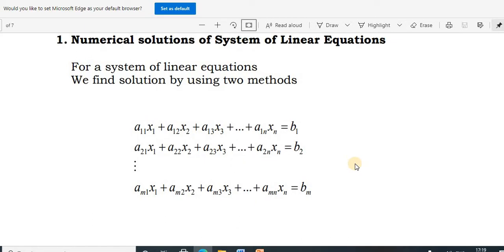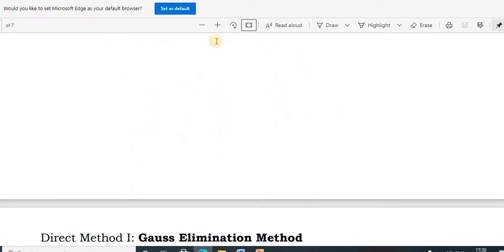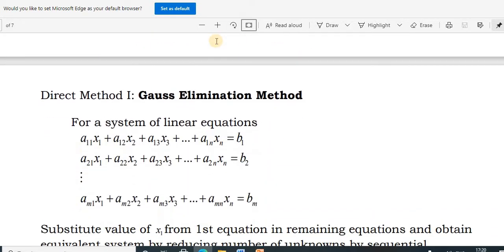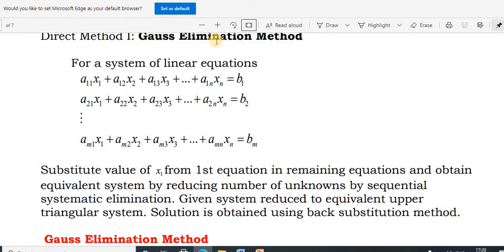To solve such equations we have some methods, but sometimes coefficients are fractions or complicated coefficients. At that time we cannot use the matrix method or our previous method, and in that case we use numerical methods. So first we see the first direct method, Gauss elimination.